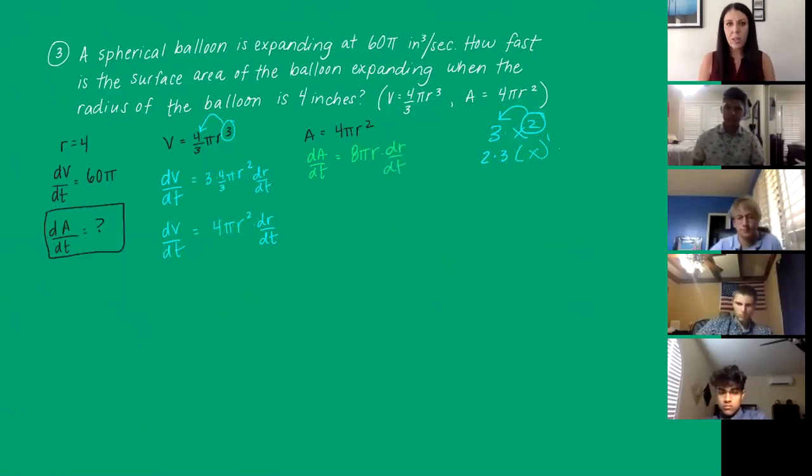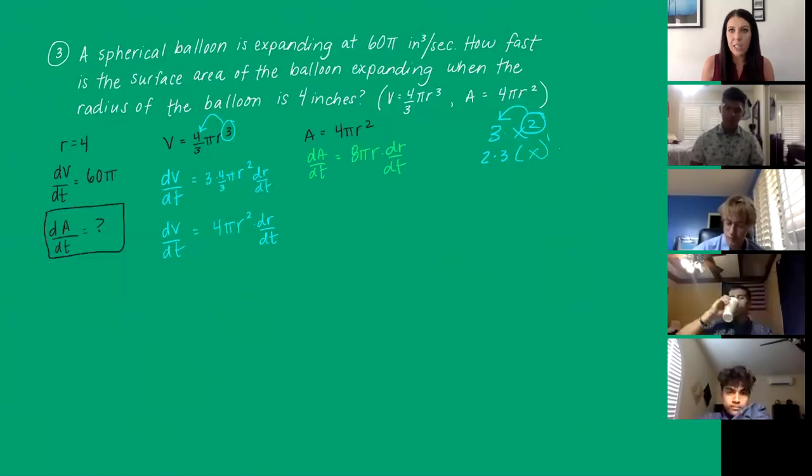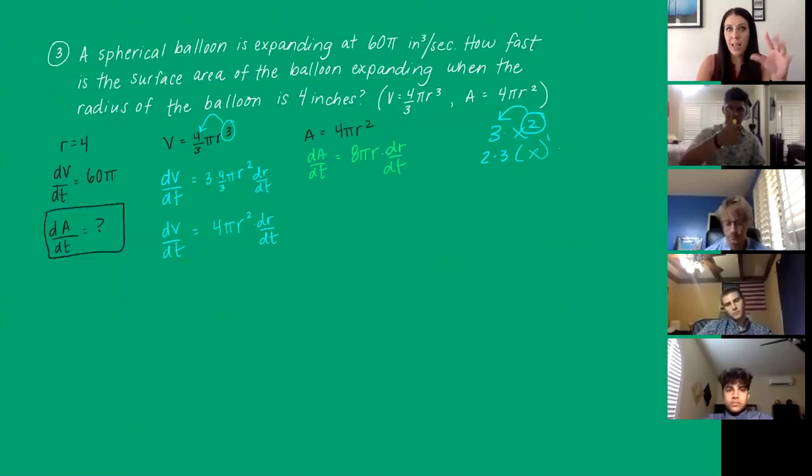Okay, so this is all of the information I have right now. I've got dV over dt equals 4 pi r squared dr dt. I've got dA over dt equals 8 pi r dr dt. What Fallon noticed is now we have dr dt's all over the place, and I have no dr dt in my list of information. Does everybody have all of this written down so far? I hope so. Yes, thumbs up.